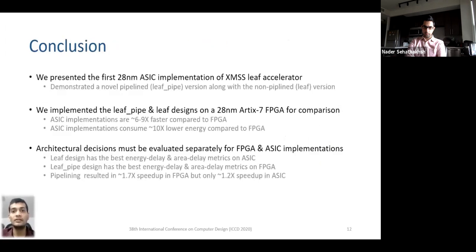To conclude, we presented the first 28 nanometer ASIC implementation of the XMSS Leaf Accelerator. We implemented 2 versions of the accelerator, namely Leaf and Leaf Pipe, and showed that the ASIC implementation is 6 to 9 times faster and consumes an order of magnitude lower energy compared to the FPGA implementation. Our results also showed that architectural decisions must be evaluated separately for the ASIC and FPGA, as there could be significant differences in the delay and energy trade-offs.